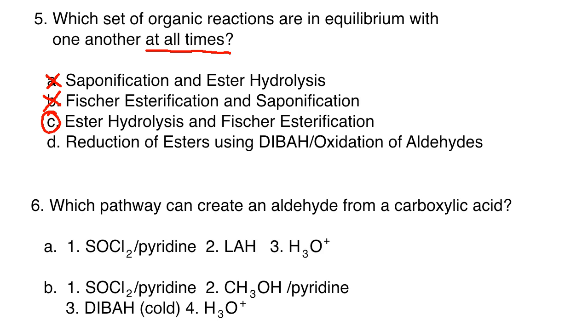Okay, reduction of esters using DIBAL and oxidation of aldehydes. When you reduce or oxidize, those are not in equilibrium with one another. You can reduce and then you can oxidize, and even then, an oxidation of an aldehyde is going to give you a carboxylic acid, and a reduction of an ester will give you an aldehyde. Those don't go back and forth to the same thing. So in other words, when I oxidize an aldehyde, I don't get an ester back. I get a carboxylic acid. And aside from the fact that they're not giving me the same products back and forth, they are not in equilibrium with one another. Those are one-directional reactions that I have to go back and forth.